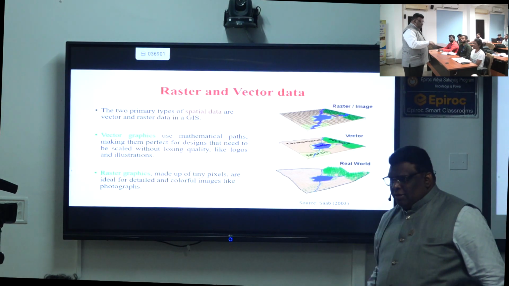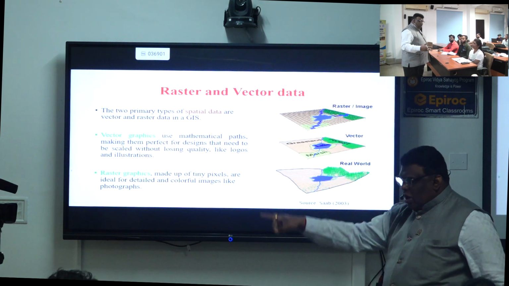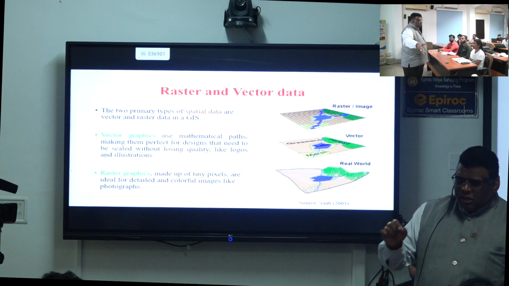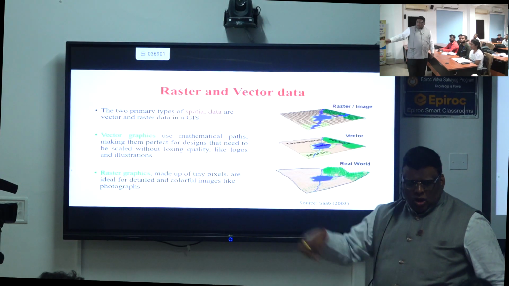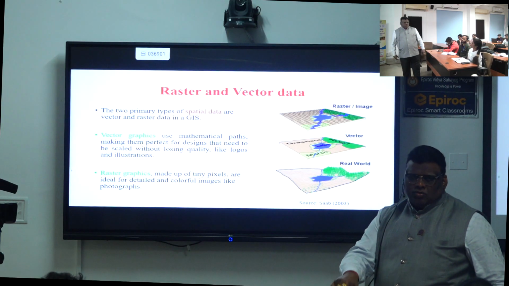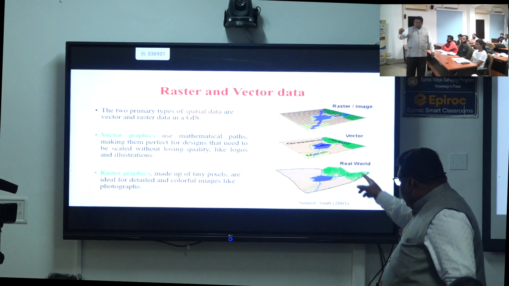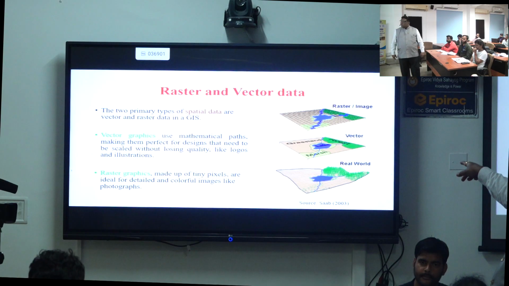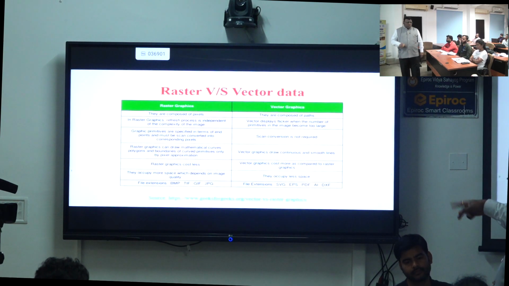For a line, x1, y1, x2, y2, x3, y3: you join them, and it is a vector representing the line. For a polygon, similarly, you join x1, y1, x2, y2, x3, y3, and so on, and finally you come back to x1, y1. That is a polygon. So that is vector, and the other one is raster. Raster has grids like that, and vector will be like this, just to have more clarity.